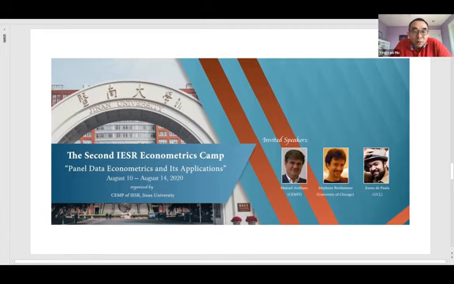And we offer research conferences, workshops, and training courses. One thing I want to mention is that on August 10th to 14th, we will organize a virtual econometrics camp on panel data econometrics and its applications. We invited three instructors, Manuel Arellano, Stefan Bonhomme, and Aureo de Paula, who will give lectures that week. We're inviting researchers and also graduate students to participate.